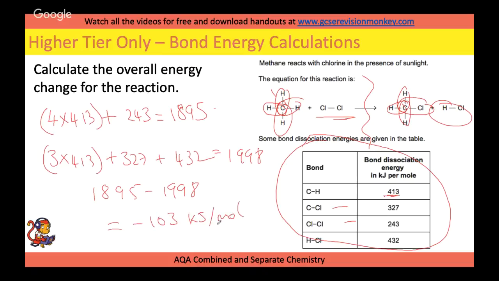Okay, so 4 or 5 marks these questions. That negative sign here tells us that it is an exothermic reaction. Okay, if it's positive, it's endothermic. If it's negative, it's exothermic.